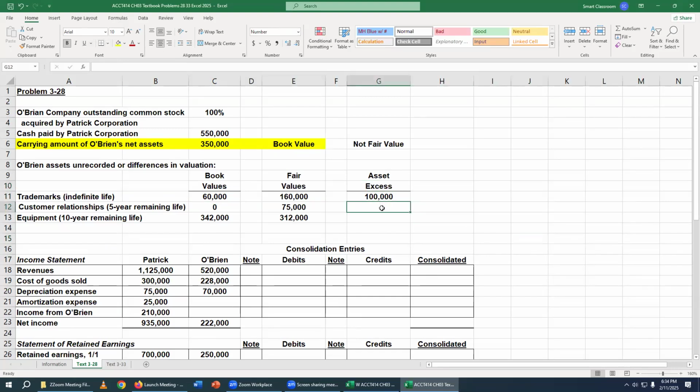Customer relationships. This is one of those things that people don't often think about, but for some companies this is actually very big. Their customer list, they don't carry it on the books as anything, but someone buying the business would have it valued at what it actually is worth, 75,000.